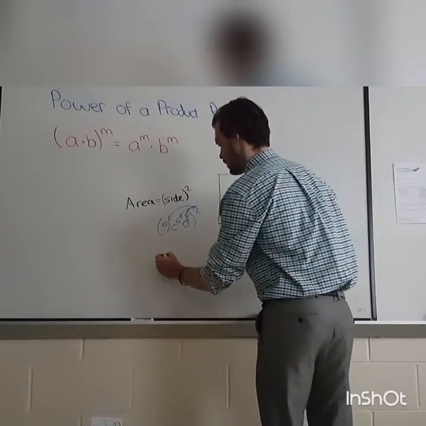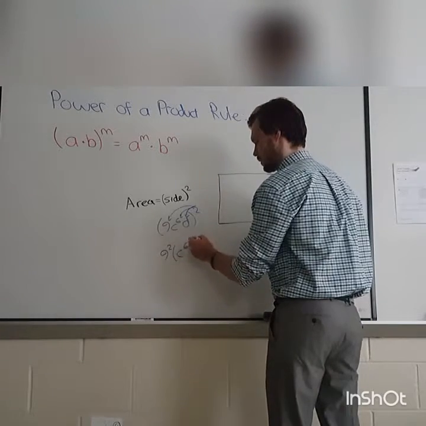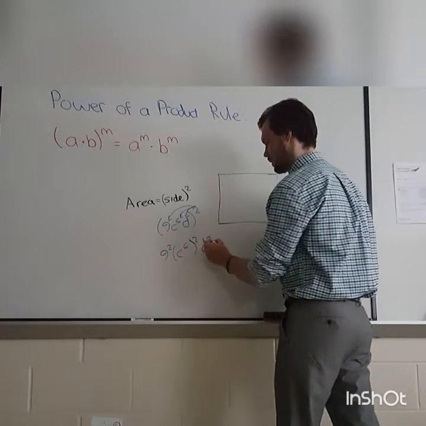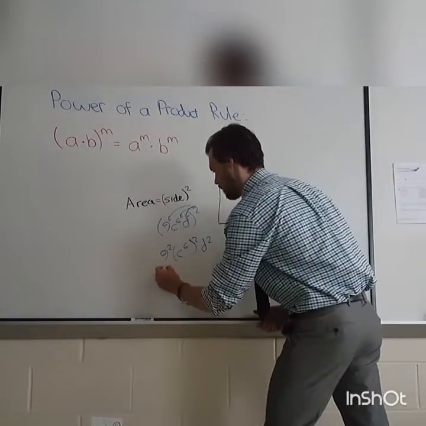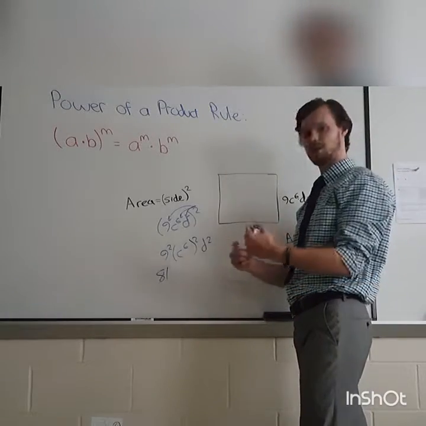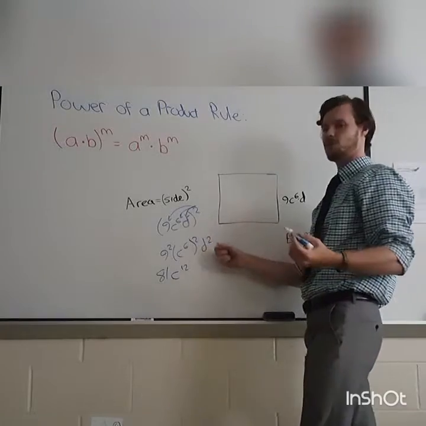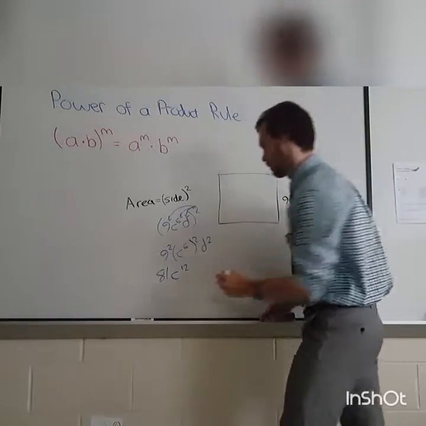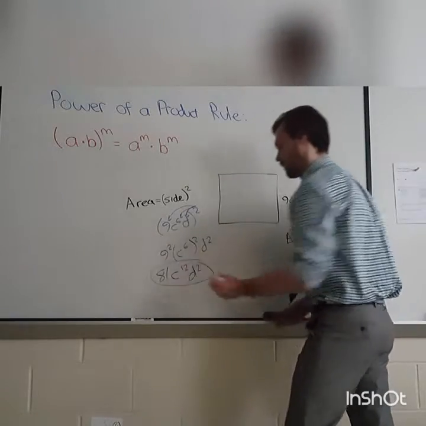This is going to be 9 squared, c to the 6th squared, and d squared. 9 squared, 9 times 9, 81. C to the 6th squared, use that power of a power rule. Multiply them together, that's c to the 12th. And d squared, well, that's just d squared. That's our area.